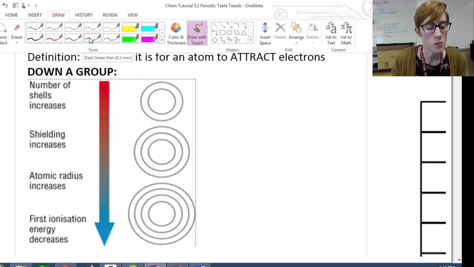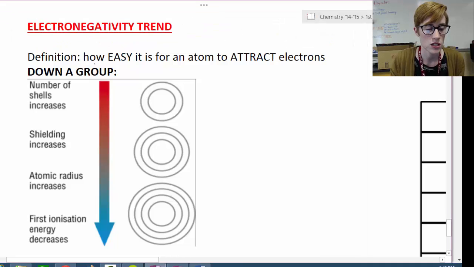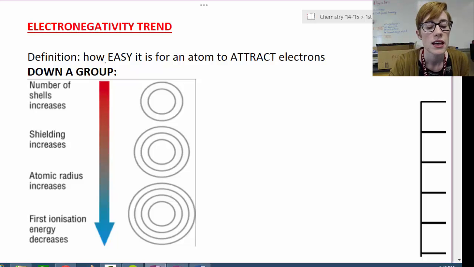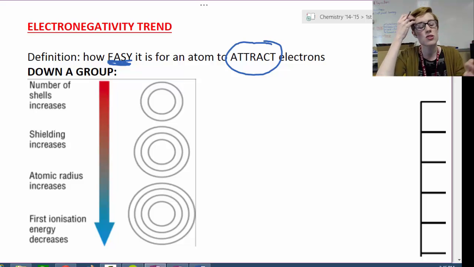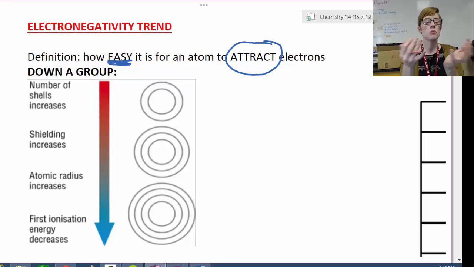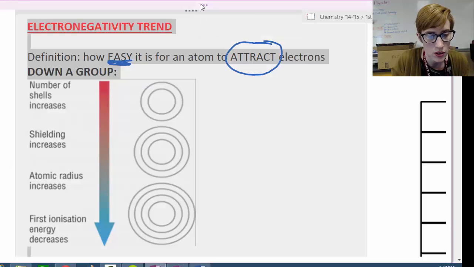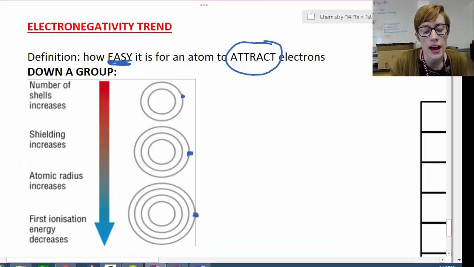Electronegativity is similar to ionization energy. Ionization energy is how much energy it takes to steal an electron. Electronegativity is the opposite. It's how easy it is for an atom to attract an electron, okay? To gain more negatives. How easy is it to gain more negatives? Okay, as we go down a group, remember, here are our valence electrons on the outside. Which one is going to have an easier time getting electrons?